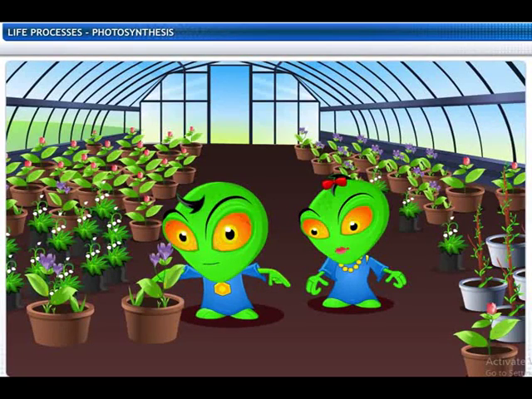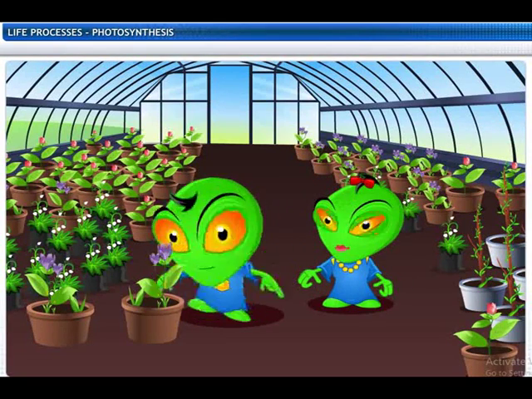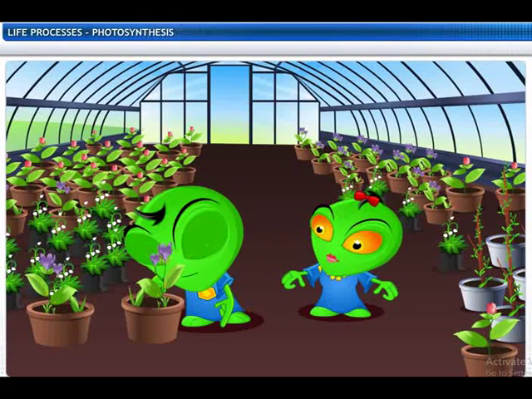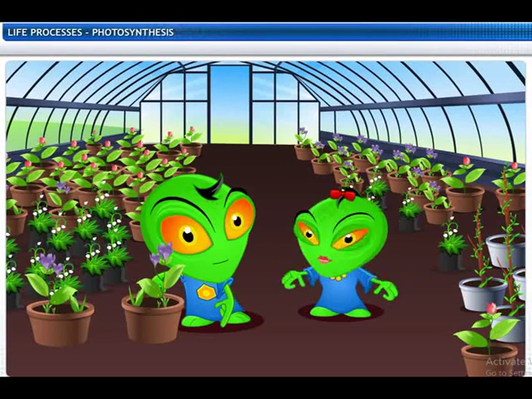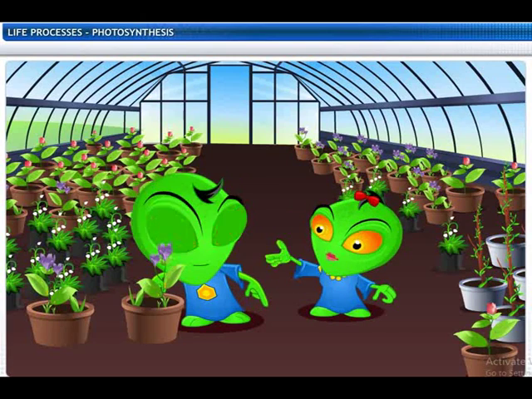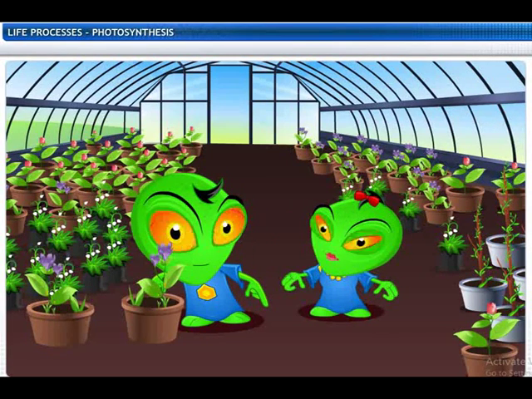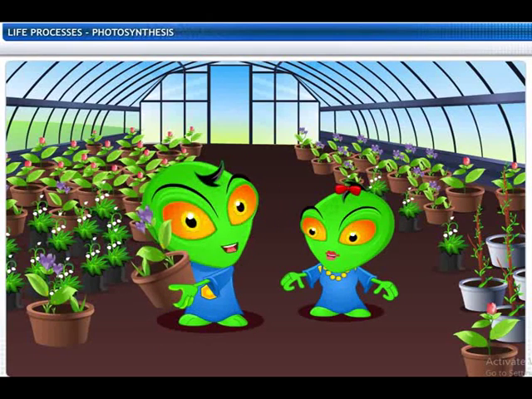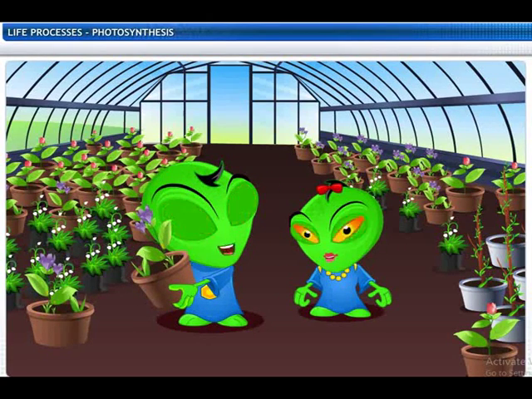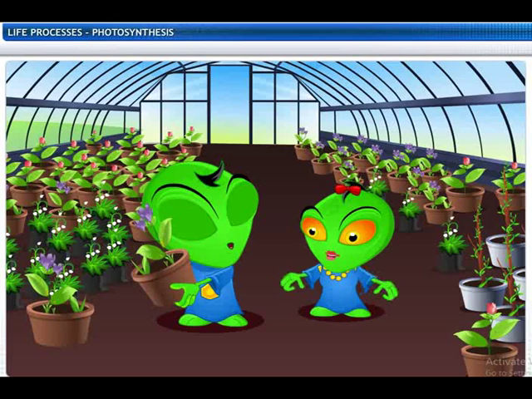Looks green, just like us. No, it's different. It doesn't have a mouth. How does it feed itself? Is it a live organism? Strange. Let's take this back with us as a specimen.